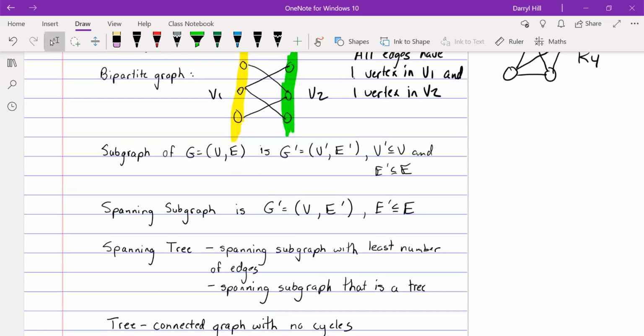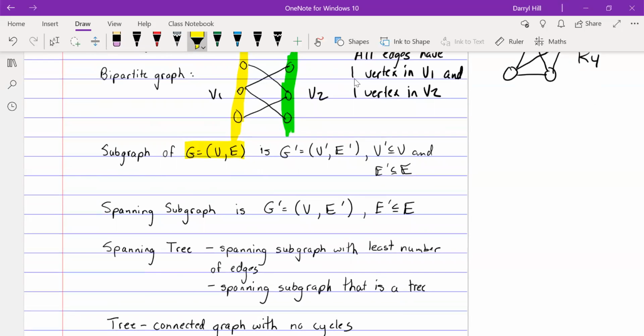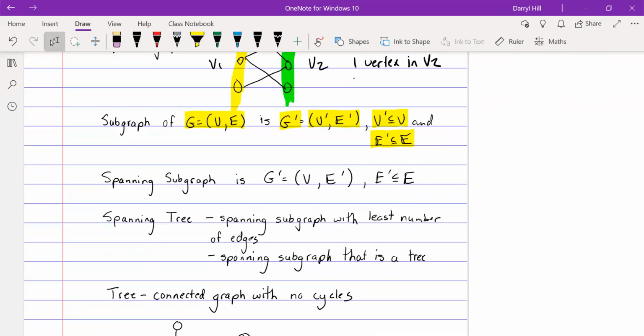So a subgraph of G we could say is G prime. It doesn't have to be G prime, this is just a common notation. G prime equals V prime, E prime, where V prime is a subset of V and E prime is a subset of E. Did I say that? I think I said that, right. That's using the set notation because vertices and edges are both sets. So that's a subgraph.